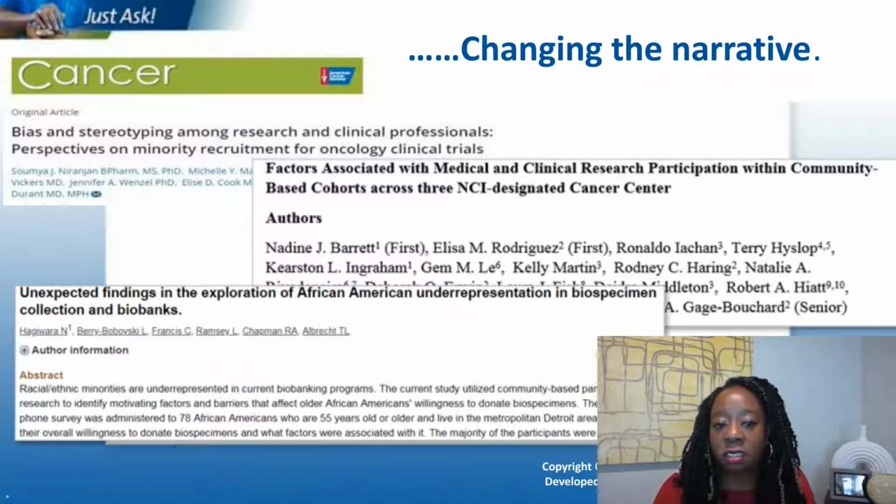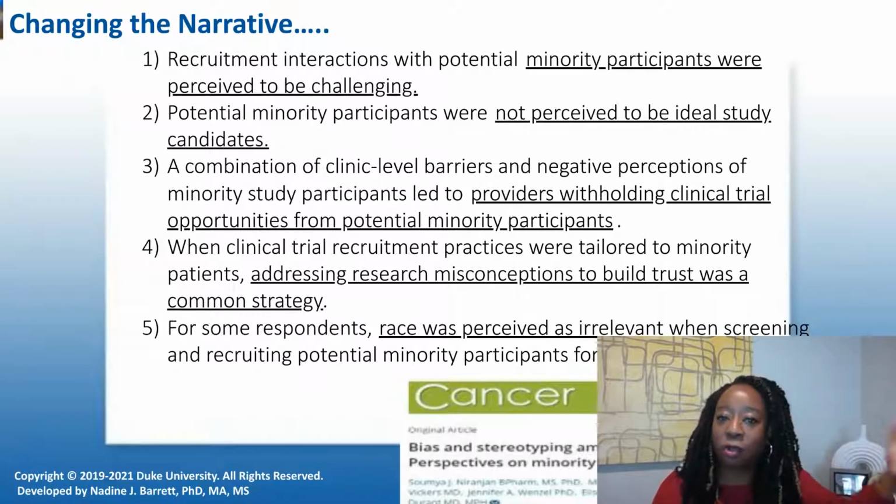Also, we found in a study done by Reagan Durant and colleagues, with center leaders, principal investigators, research coordinators, and teams, that bias and stereotyping was a key part of impacting their perspectives around minority recruitment in oncology trials. This study is important because it documents what we know exists in clinical care. Why would we think it doesn't happen in clinical trials in oncology as well?